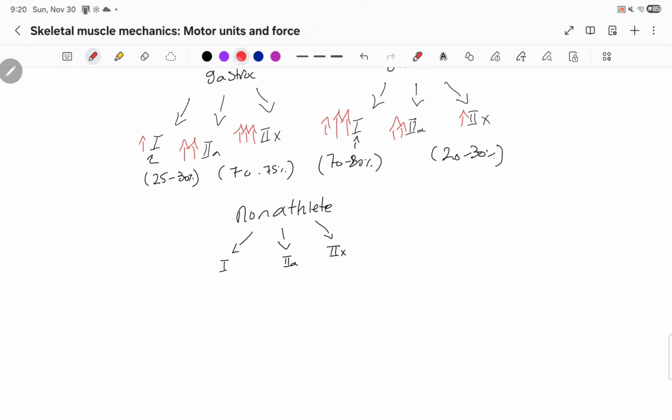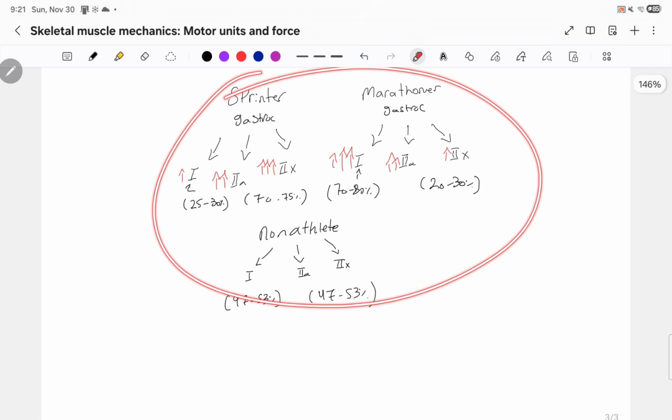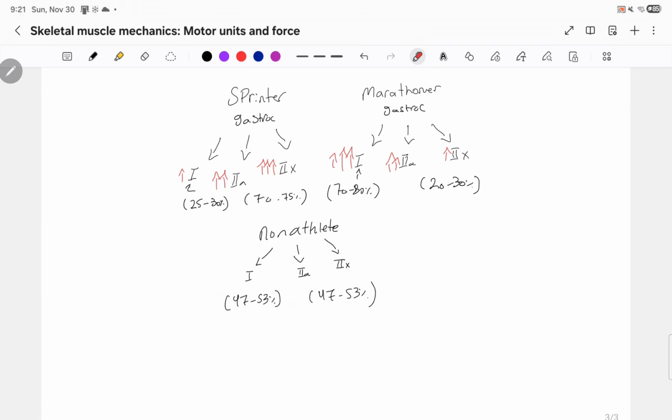In a non-athlete, like I said, it's pretty even. It's around 47 to 53% type 1s and 47 to 53% type 2s. So comparing these three should give you this good idea here, all right? Does this mean that the non-athlete cannot change its fiber type distribution via training? Does this mean that the non-athlete can't get benefits from training?